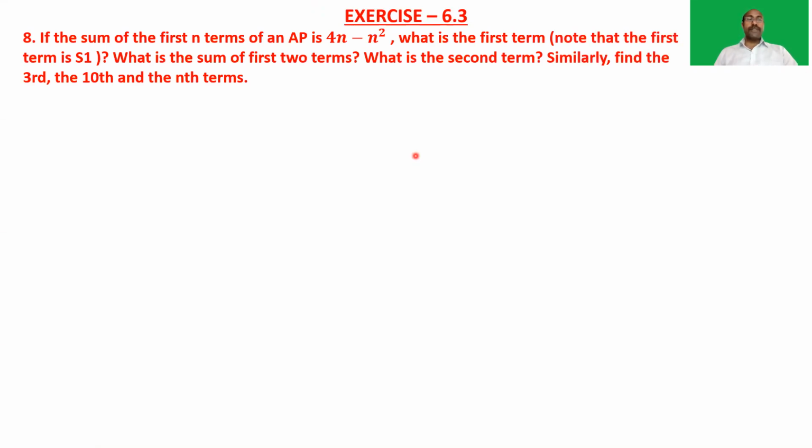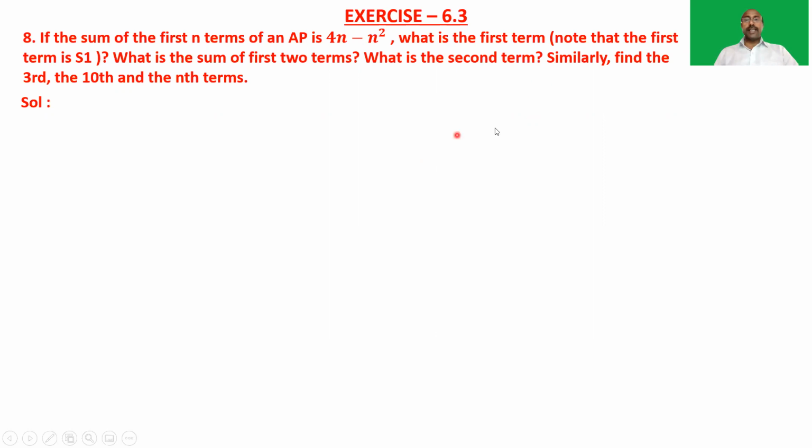If the sum of the first n terms of an AP is 4n minus n square, what is the first term? What is the sum of first two terms? What is the second term? Similarly, find the third, the 10th, and the nth terms.